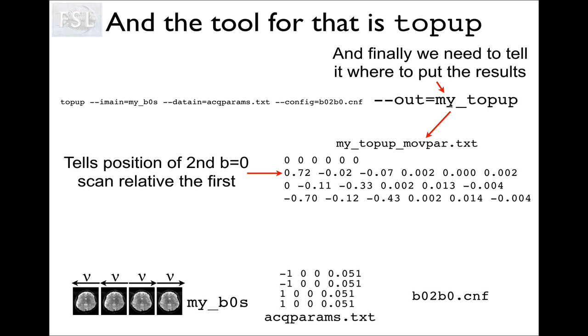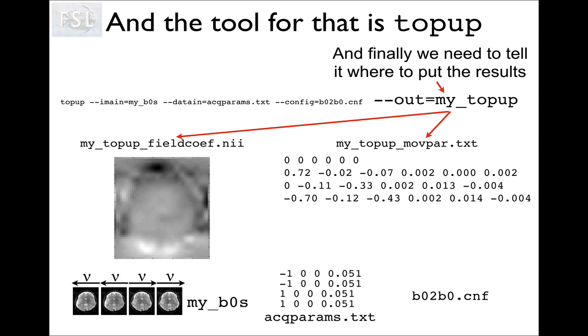Now, so as I said, my topup _movepar.txt, that is one of the outputs. The other output is called my_topup_field_coef, and what this is, is an image of spline coefficients that when convolved with cubic splines will give you the field. So this is not actually the field. It needs to be decoded by convolving it with splines in order to give you the field. But this is something that is done by EDDY when you feed it into there. So we have this. We now know the susceptibility induced field in the space of the first volume there.